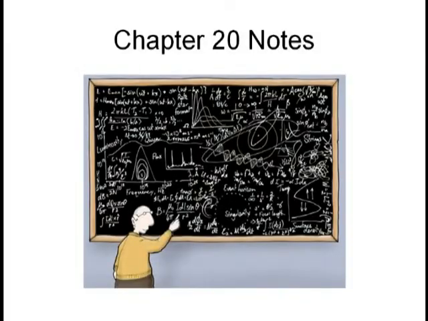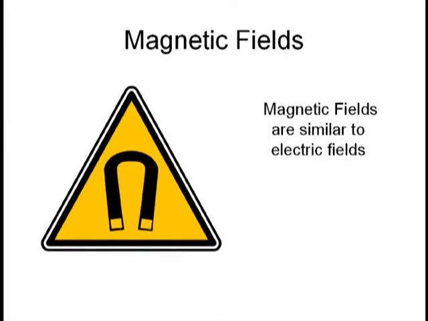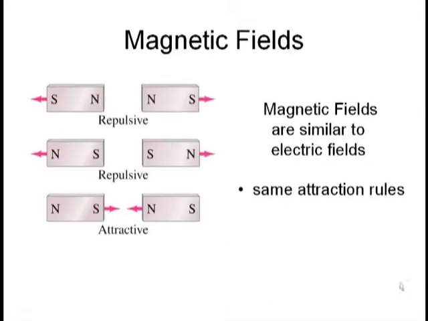Chapter 20 notes. Magnetic fields are similar to electric fields. They have the same attraction rules. Opposites attract and likes repel. And these ones are called poles. We say the opposite poles attract and the like poles repel.